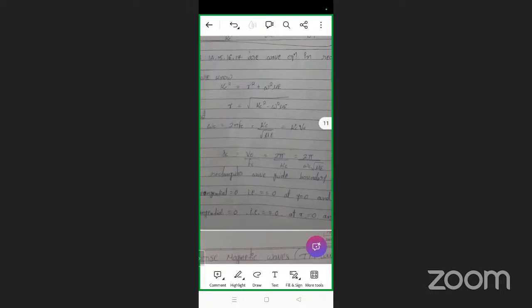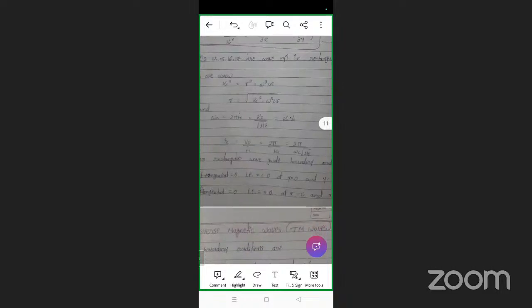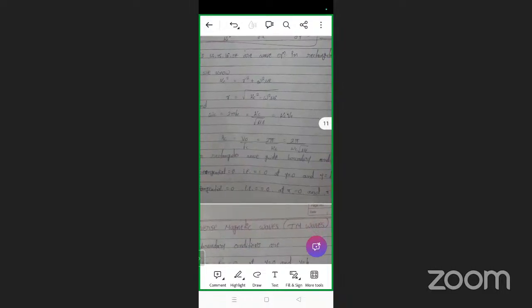From this, we are calculating what? Wavelength. Wavelength lambda c we are calculating. What is the formula of lambda c? Nu naught by fc. From that, we write the substitution 2 pi by Kc value, omega c under root of mu epsilon. So we calculated up to wavelength.